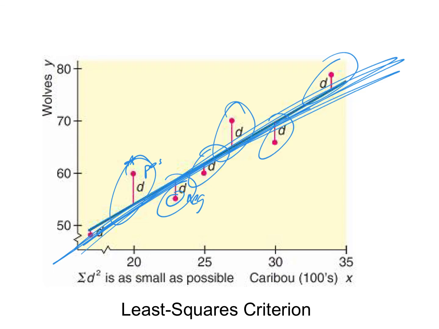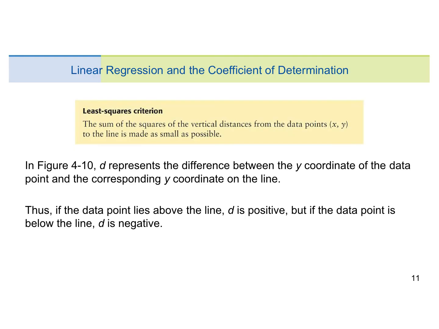That's a lot of work. Therefore, we have a formula that's going to help us out for the least squares line. So our least squares criterion: the sum of the squares of the vertical distances from the data points, x and y, to the line is made as small as possible. Can you imagine if I gave everyone this and you had to take the piece of paper out and draw a line and then I made you measure each of those distances?